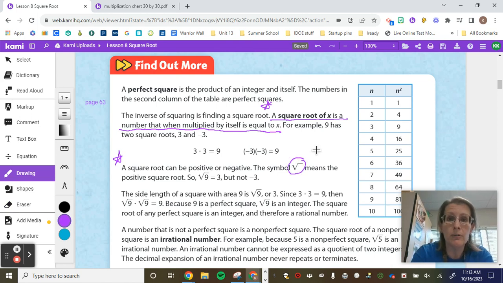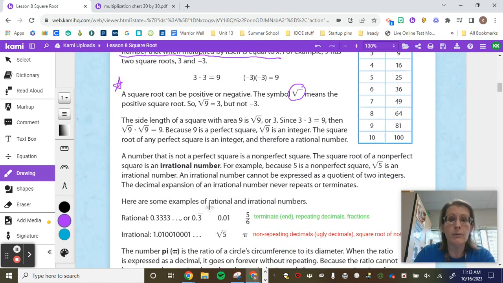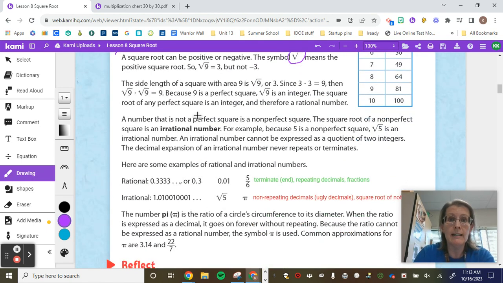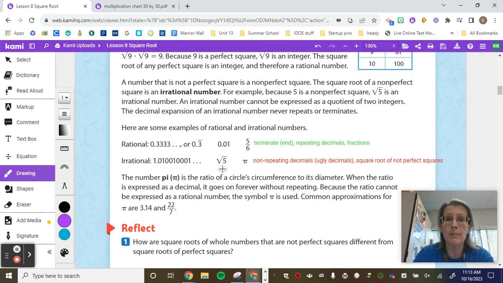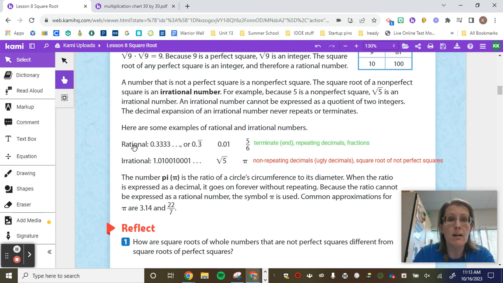You might want to put a star here and a star here and possibly underline the definition of square root so that you will have it. Then also, it does say this in this paragraph, but it might be easier to rewrite this. So two things that you should rewrite are rational numbers. There are 3 characteristics of rational numbers. This is on page 63 still.